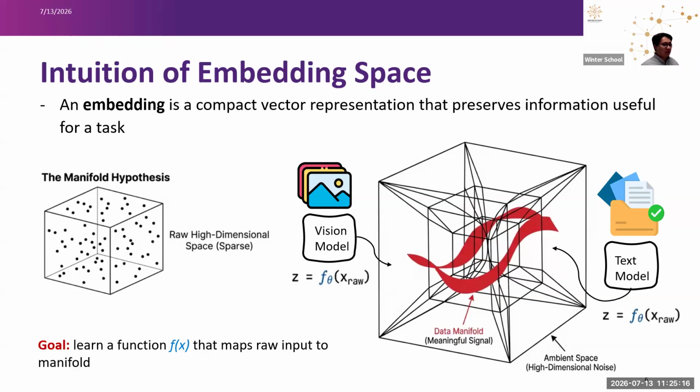So we have such manifold hypotheses, where we want to find an embedding space which is most suitable for our data. The purpose is to find a function for mapping. So we map those raw inputs, the data, images, text, whatever you have, into this specific manifold. At the end of the day, the representation of each data point in the embedding space would be a simple vector.